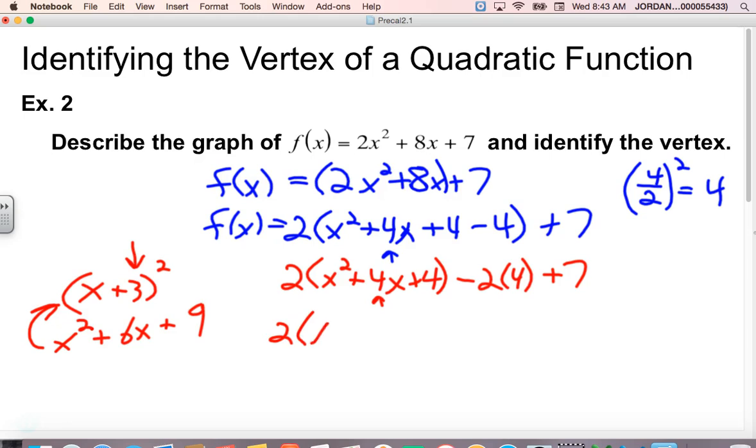So we got x plus half of 4 is 2. And now we can put a squared. And then outside we've got 2 times 4 is 8. So we got negative 8 plus 7, which is minus 1.